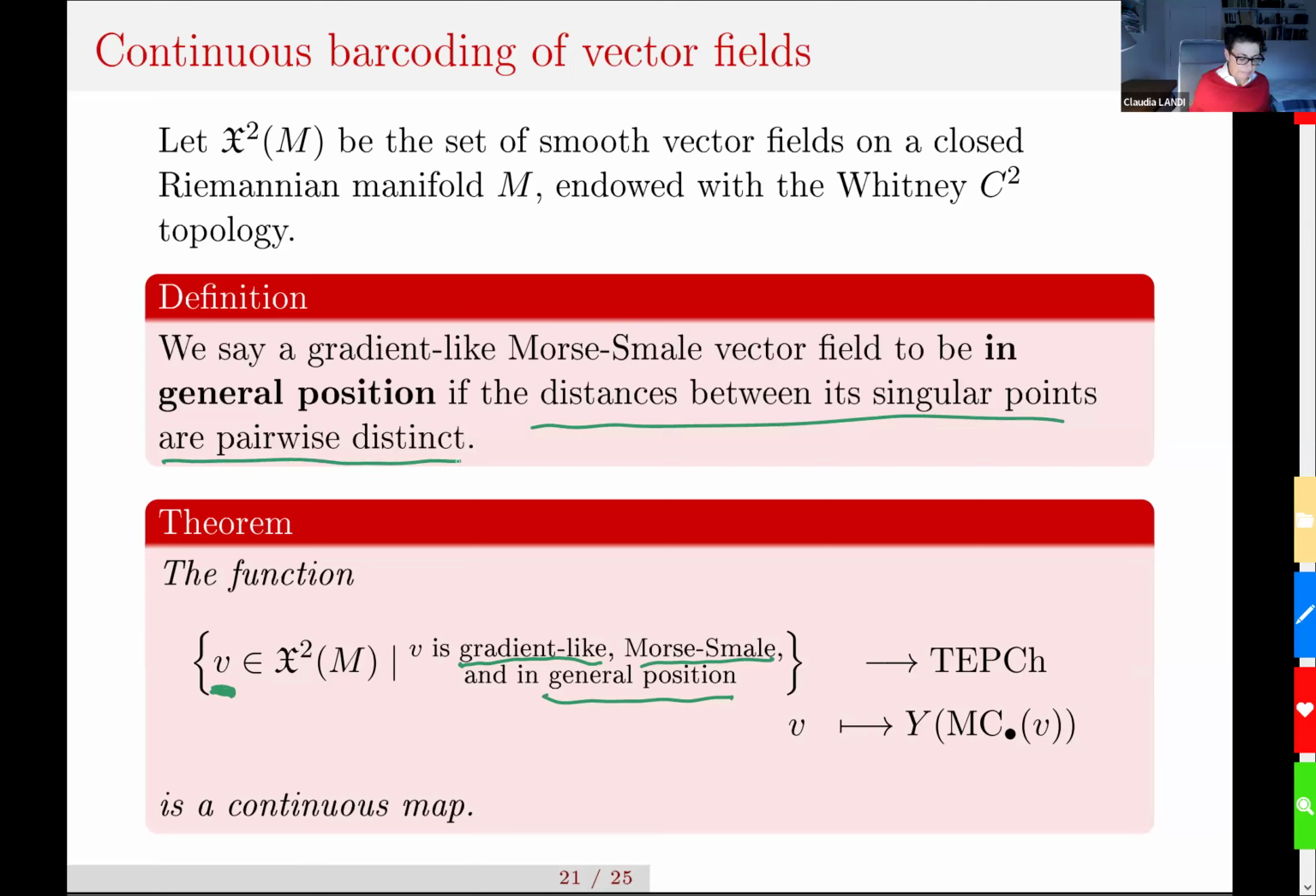And as soon as we have a weighted and based chain complex, we know that we can transform it into a tame epimorphic parametrized chain complex. So also in the case of combinatorial gradient-like vector fields, we can map the vector field into a tame epimorphic parametrized chain complex, which can then be decomposed, and we can consider its barcode of tagged intervals.